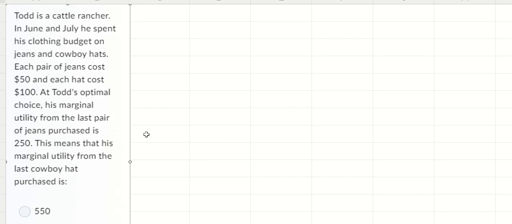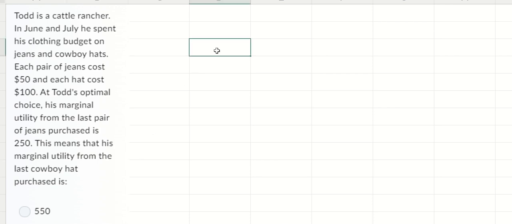All right. So I'm sorry about the quality of the image. I tried to pull this up so it looks a little bigger for you guys. So the question says, Todd is a cattle rancher. In June and July, he spent his clothing budget on jeans and cowboy hats. Each pair of jeans costs $50, and each hat costs $100. At Todd's optimal choices, his marginal utility from the last pair of jeans he purchased is $250. This means his marginal utility for the last cowboy hat purchase is how much?